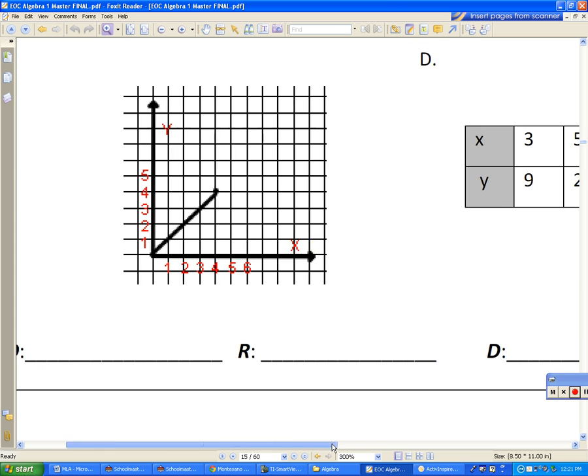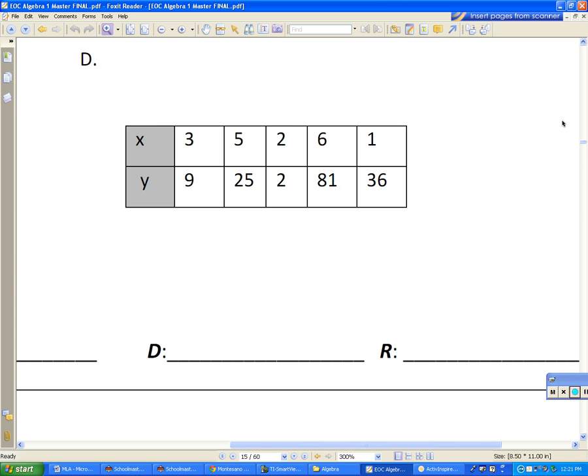Then you can also have this shown to you in a table form. And this is super, super easy because the domain is the x's, the range is the y's, so it pretty much gives you the answer. What's the only thing we have to do? Put them in order. So 1, 2, 3, 5, 6, and then the range is 2, 9, 25, 36, 81. So do you guys remember domain and range now?